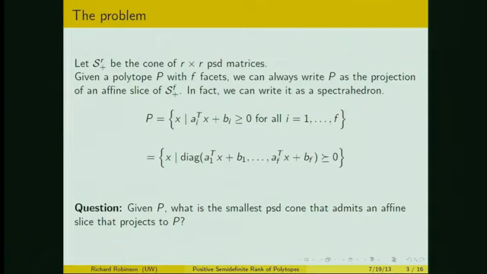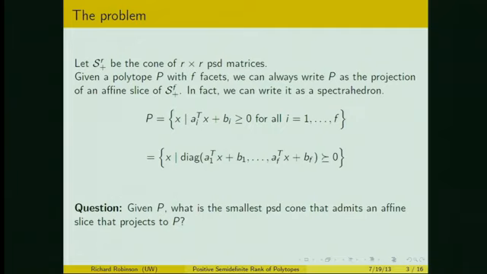So first let's talk about what our problem is. Let S_+^r be the cone of r by r PSD matrices. And we saw in Tim's talk on Monday that given a polytope, we can always write it as a spectrahedron. To do that, we just take the inequalities that define the polytope and put them on the diagonal of a matrix and require that matrix to be PSD. So we can always write it as a spectrahedron, and a spectrahedron is an affine slice of the PSD cone.